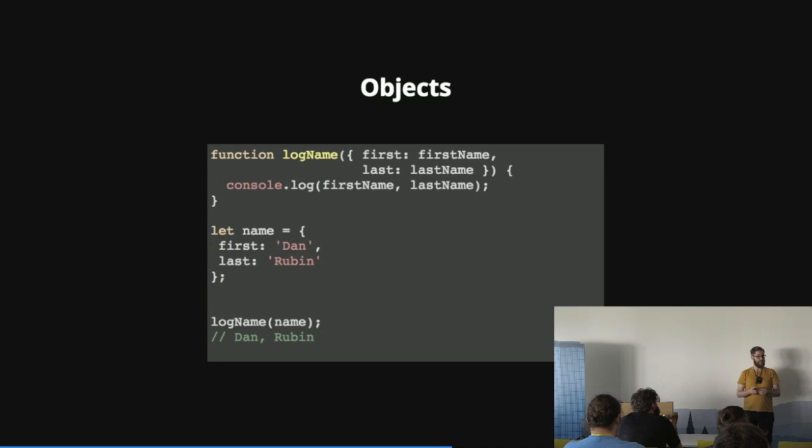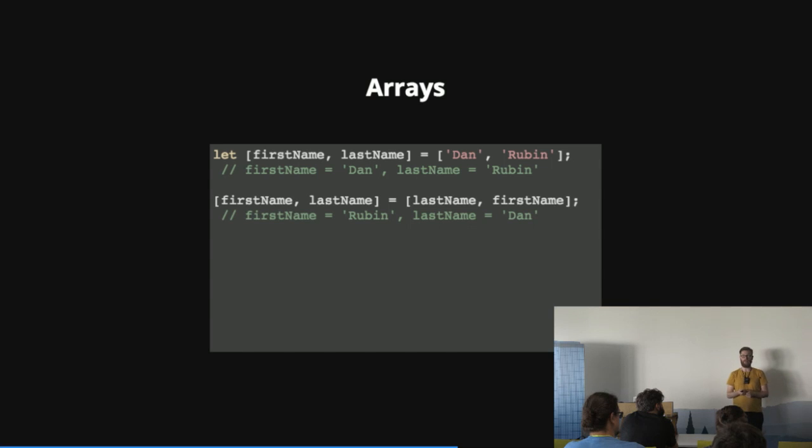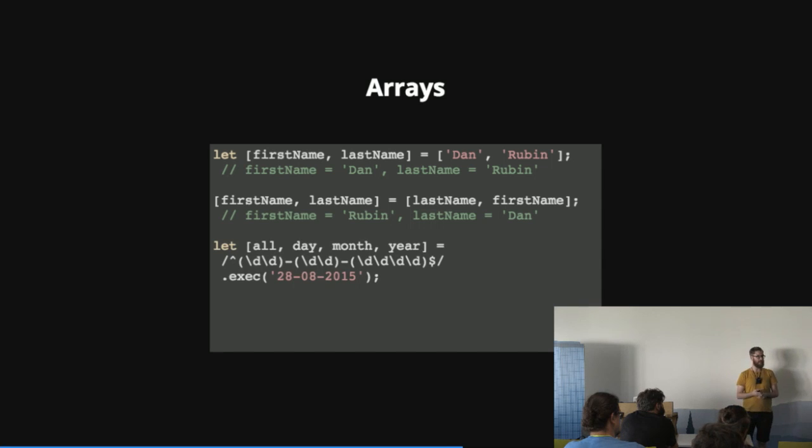You can also use it as a parameter inside of a function. So in this case, you can just put the entire name object inside the function, and it will generate two different variables called firstName and lastName that you can use inside of the function. And there's also arrays. You can use destructuring for arrays as well. If you have an array with Dan and Ruben inside of it, you can easily put it inside of a firstName and lastName variable like this. And if for some reason Dan decides to switch his first name and last name, you can also switch the variables. So now the first name is Ruben and the last name is Dan.